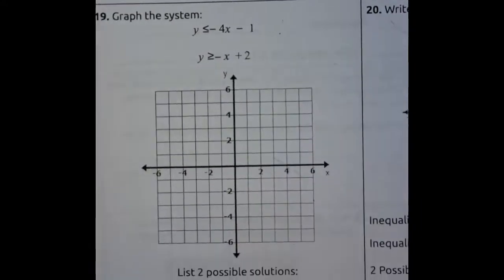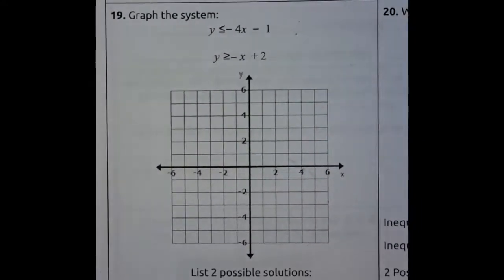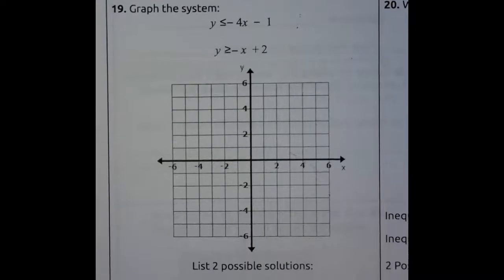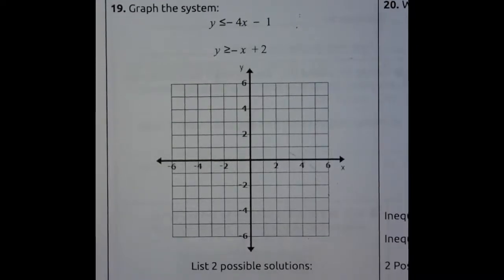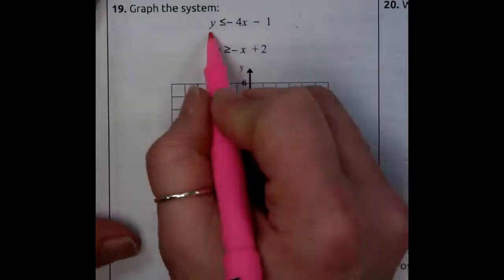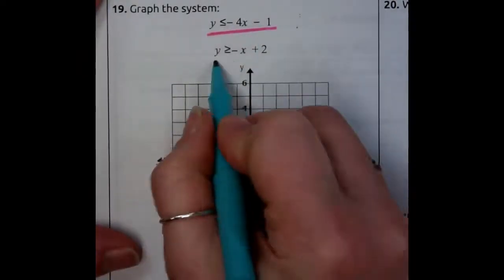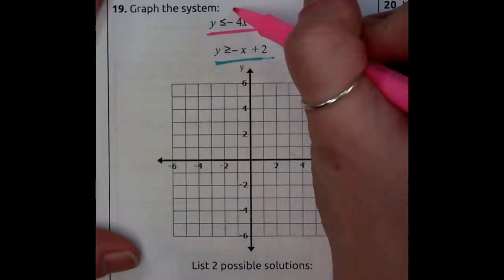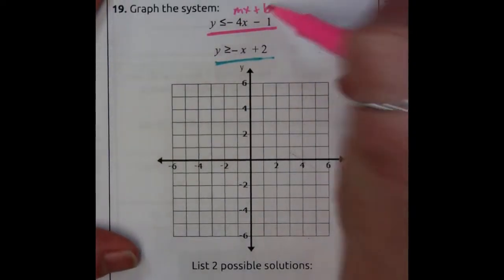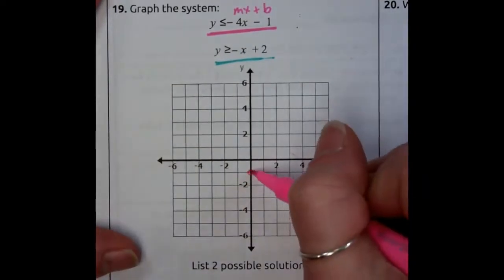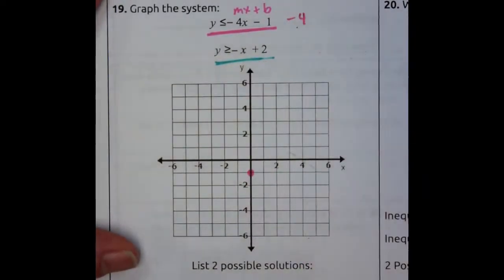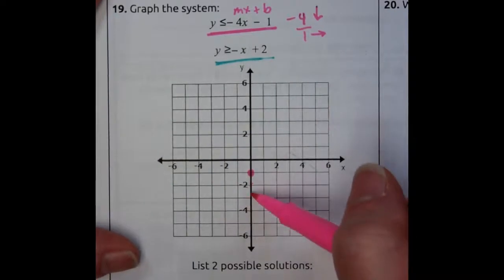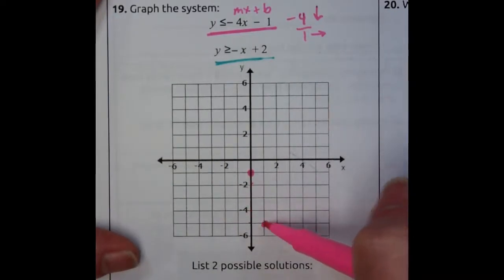19. Now we have inequality symbols, so we're going to have to be careful, and then it's going to have us list some possible solutions. So again, I have 2 different ones. So I'll start with the first one. This is mx plus b. So my b value is at -1. My slope is -4. So that's the same as -4 over 1. So that is down 4 to the right 1.